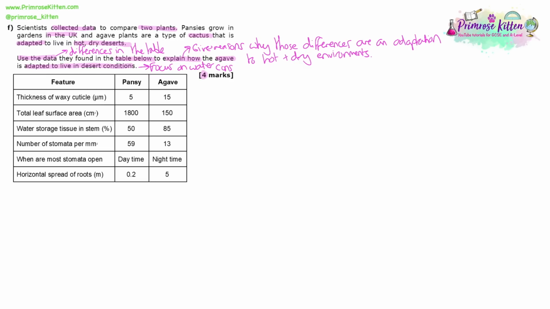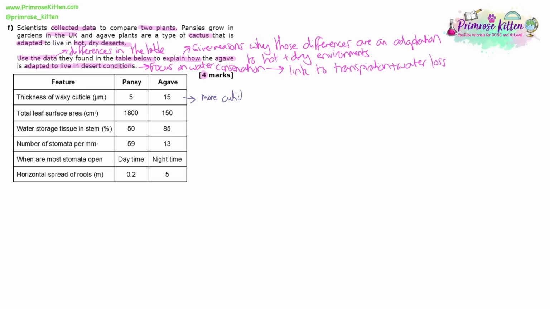And it wants us to only talk about the differences in the table. So we're going to have to talk about what the agave has that's different to the pansy, and then give reasons why it's an adaptation to living in desert conditions, why it can live in hot and dry environments. It's all going to link to either reducing transpiration or reducing water loss, or storing water or getting access to more water. That's the whole point of these xerophyte adaptations, the desert cactus plants. It's all about how we can conserve water or prevent losing too much water, which is obviously linked to transpiration.